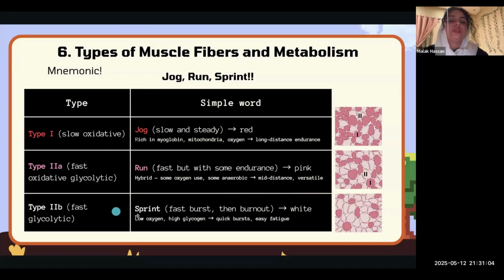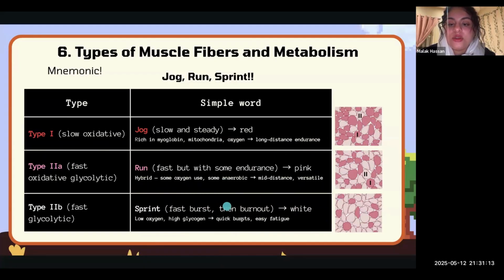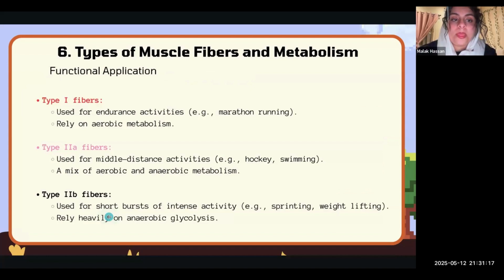And type 2B is going to be sprint. So there's low oxygen, high glycogen, quick bursts, easy fatigue, and the fibers are going to look more white, okay? So it's a fast burst, then you have a burnout. So jog, run, sprint, type 1, type 2A, type 2B.